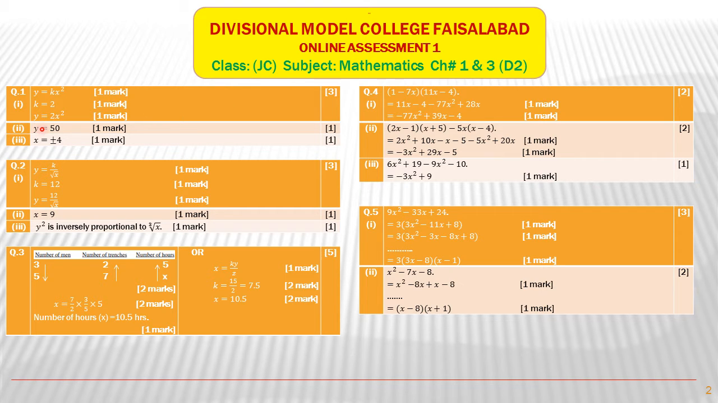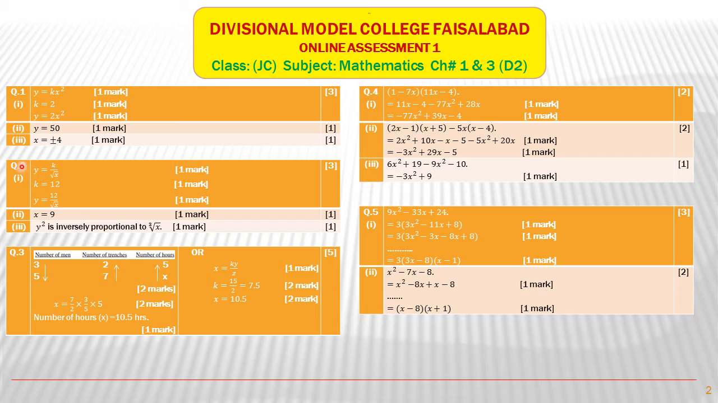In second part, you will put the value of x in this equation and you will get the value of y. And in third step, you will put the value of y in this equation and you will get the two values of x. If you have not written plus minus sign, you will deduct half mark from this.